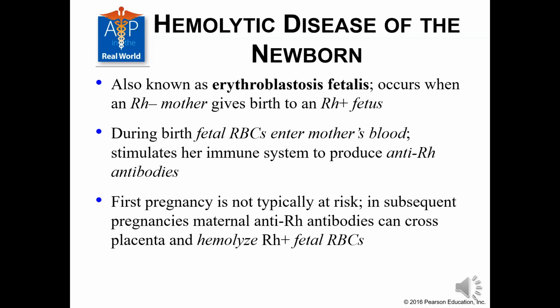First pregnancy generally is typically not at risk, okay? But in subsequent pregnancies, the maternal anti-Rh antibodies can cross the placenta and then immobilize any positive Rh fetal red blood cells. So if a mother's Rh negative and she has a second child that's also Rh negative, you wouldn't have this disease. But if she has another baby that's positive for the Rh factor, then you would probably have erythroblastosis fetalis.